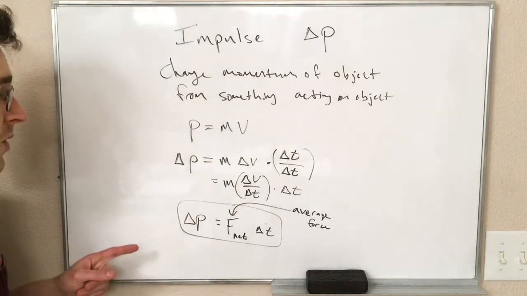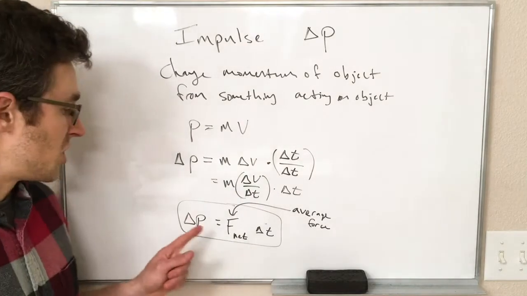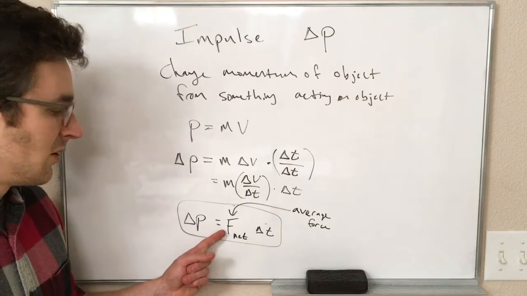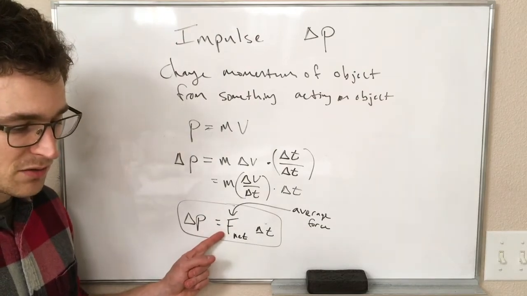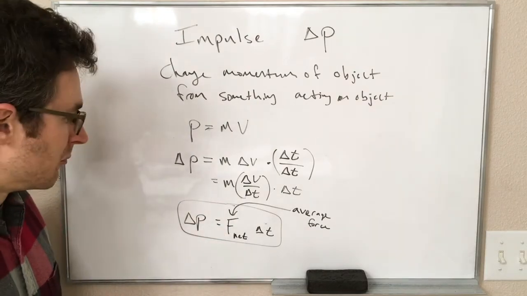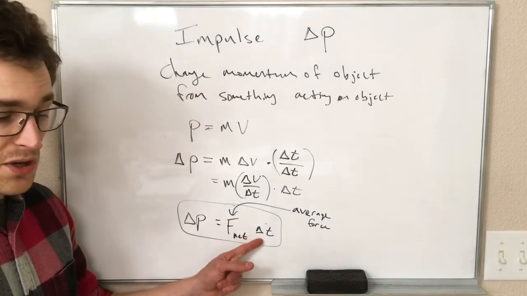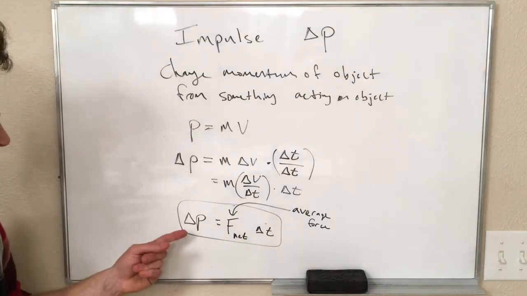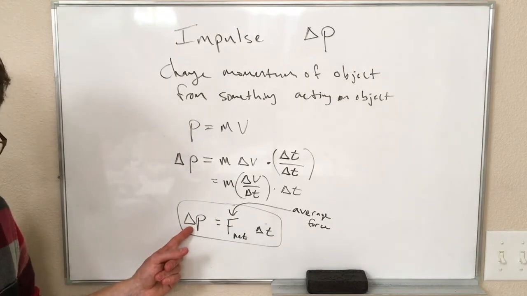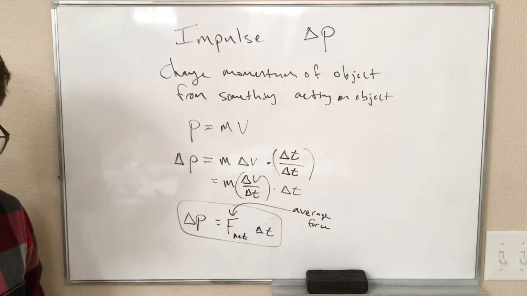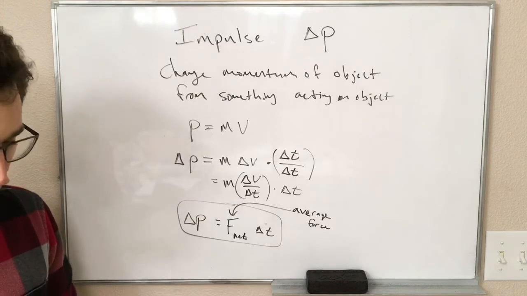So this impulse equation gives us a connection between the change in the momentum of an object and the force that that object feels. So anytime we have a net force on an object that's exerted for some period of time, we will have a change in momentum. That object will experience an impulse from that.